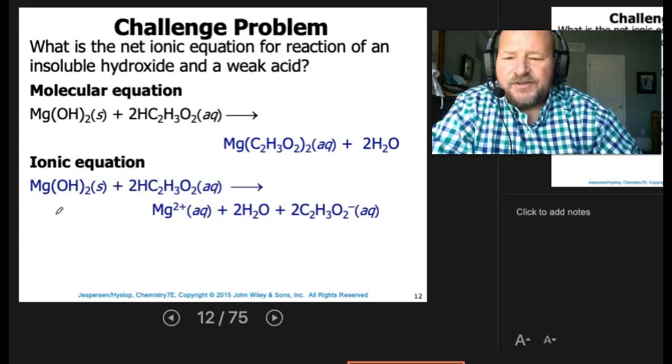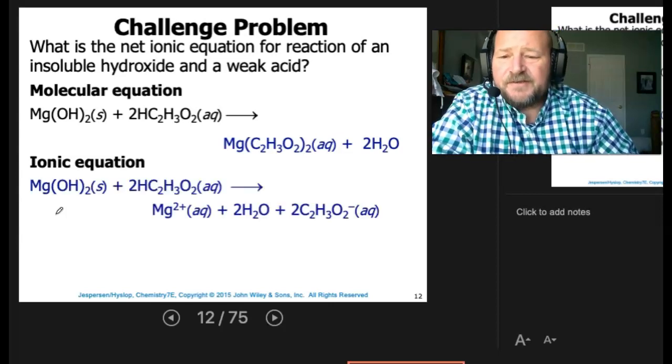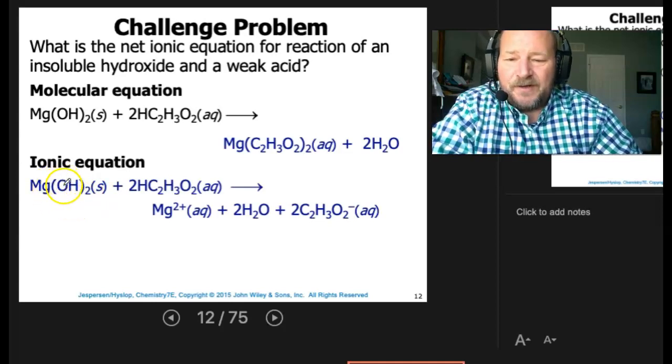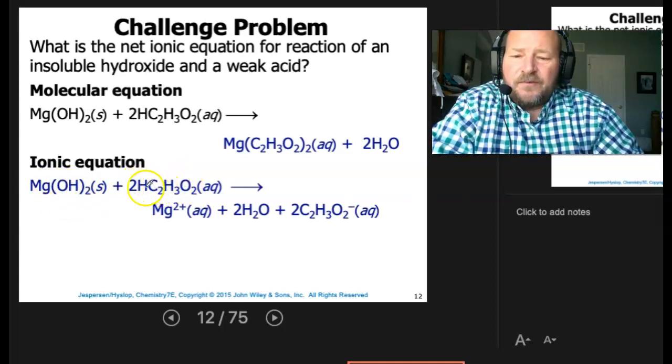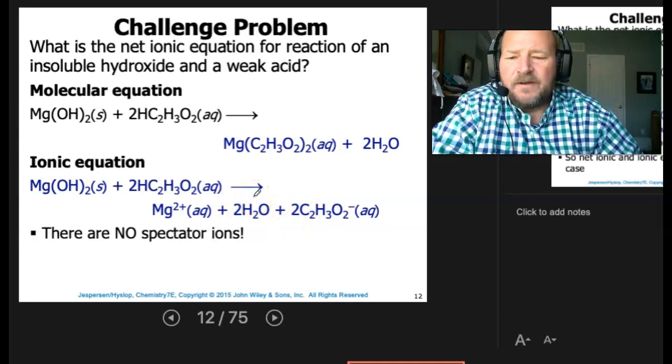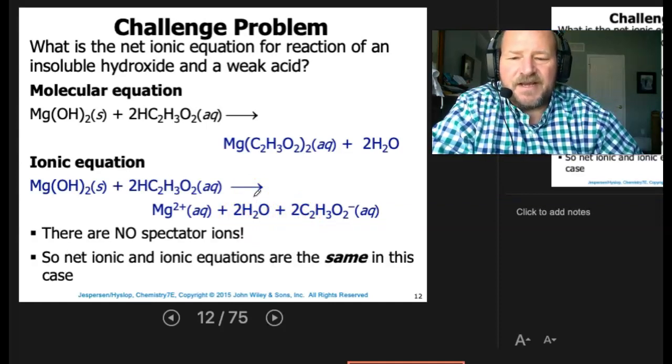The ionic equation will look like this. So you have magnesium hydroxide does not break apart. Your weak acid will not break apart. On the other side, we're going to make magnesium acetate, which will break apart. We'll need 2 acetates. So there's a 2 that is going to pop out there. And of course, we're going to make 2 waters. There are no spectator ions here. Okay, so nothing's going to cancel out. So in this case, your net ionic equation is going to be the same as your ionic equation.